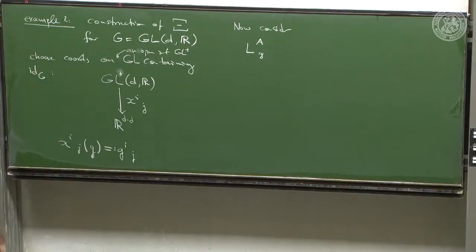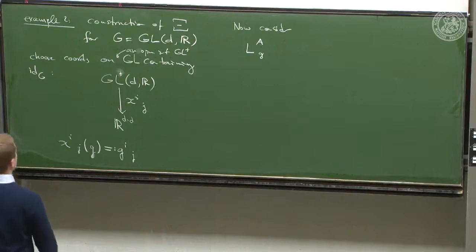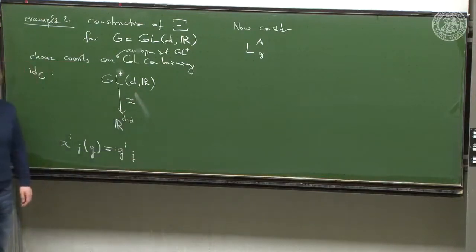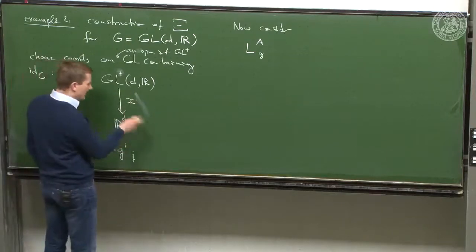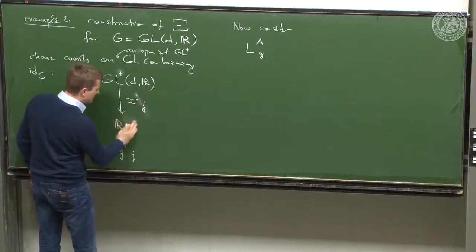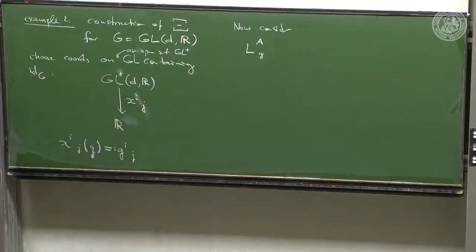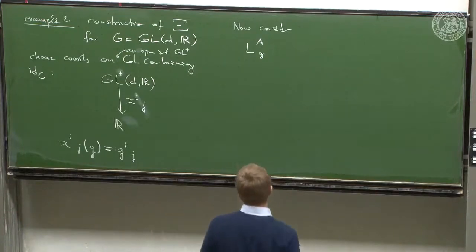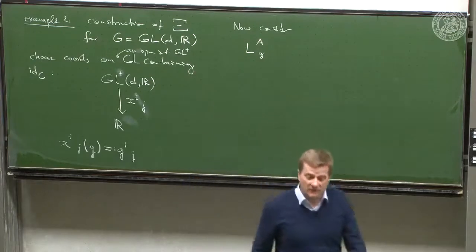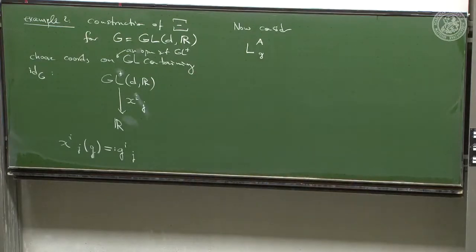Pardon me? That is right. So the x lands in R^(D×D). Thank you very much. The x lands in R^(D×D), but then we take the x_ij's that map to R, because every single coordinate is a real number. Thank you. Yes.